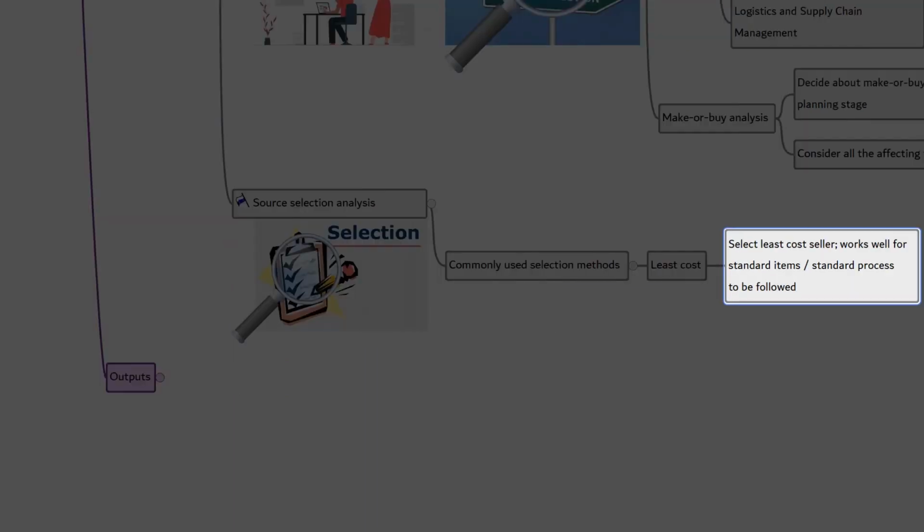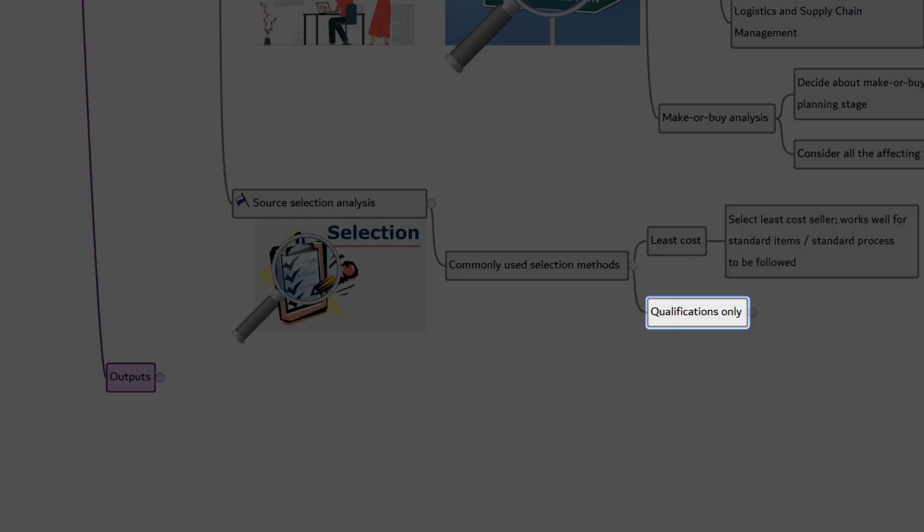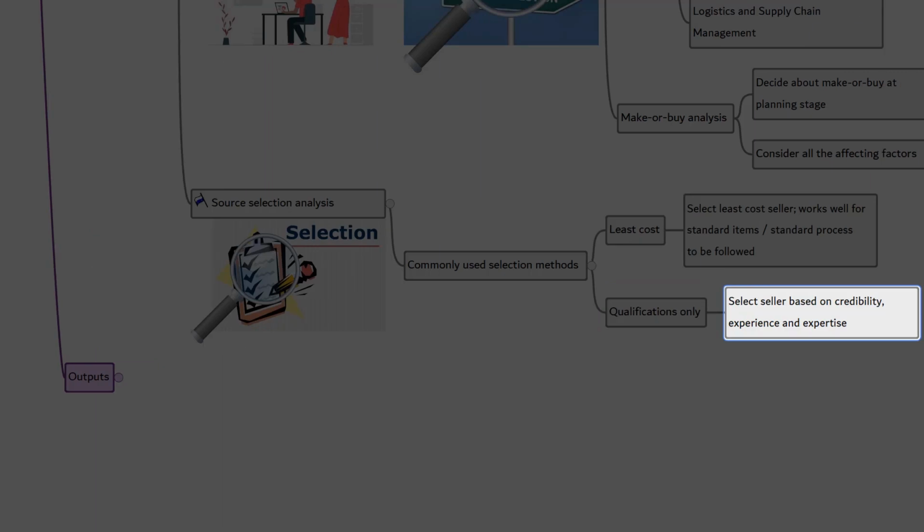Least cost. The vendor who is quoting the least cost will be selected. This is the most followed method across many organizations for most projects due to least cost. This method works well to procure standard components or where a well-established process exists. Just by following that, a standard defined outcome can be delivered. Qualification only. Here, the seller will be selected based on credibility, qualification, experience, expertise, area of specialization, and reference.